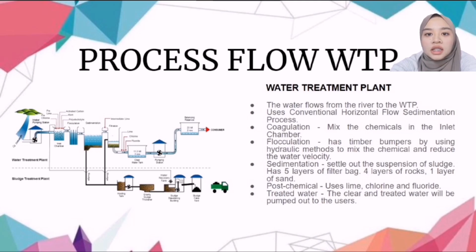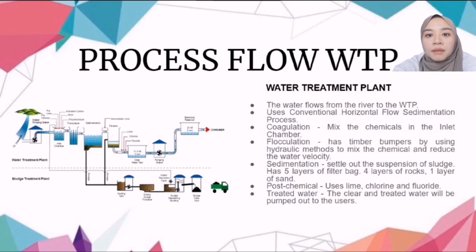There are 3 units and each one contains 11.5 million liters. The total of the units is 34.5 million liters. The clean water is then pumped to the clean water pumping station. There are 6 big pumps and 2 small pumps.